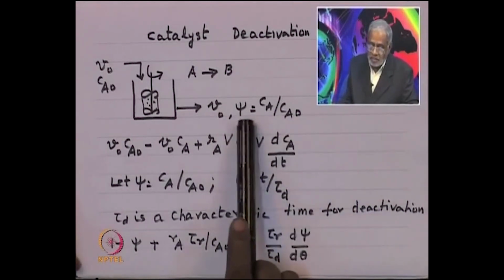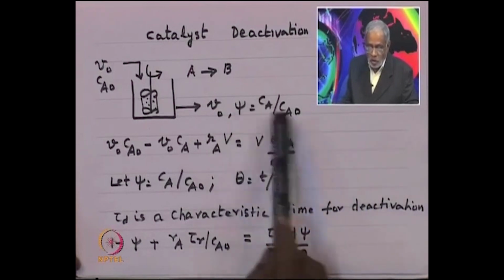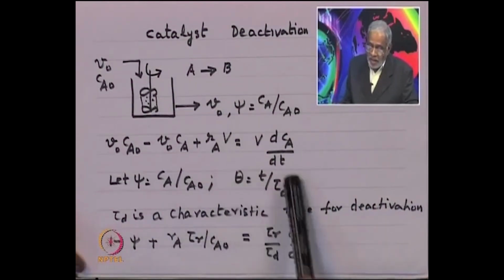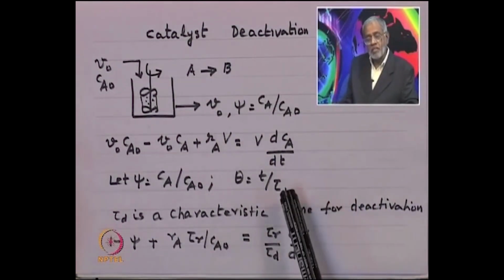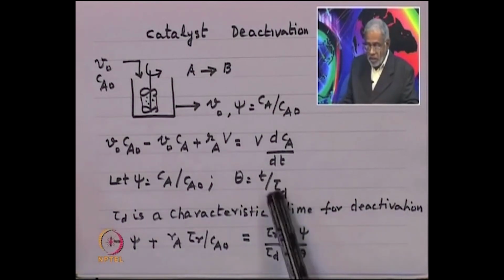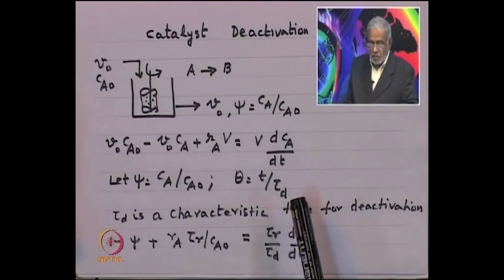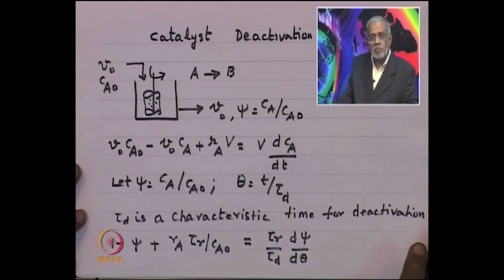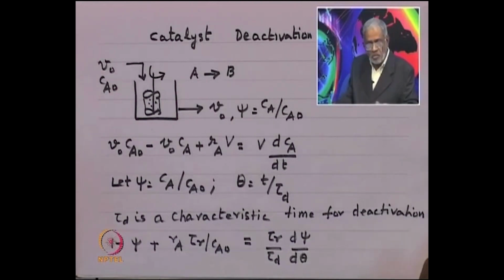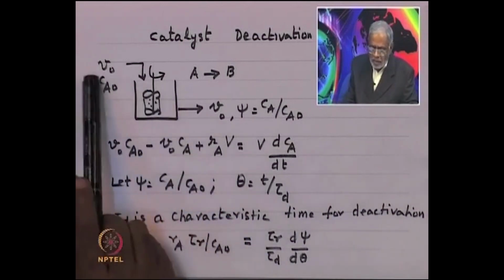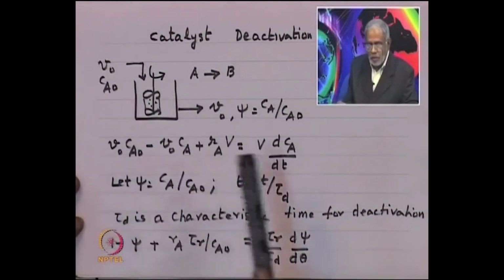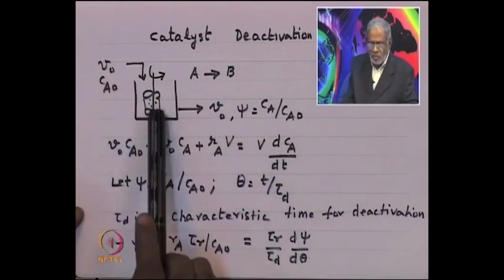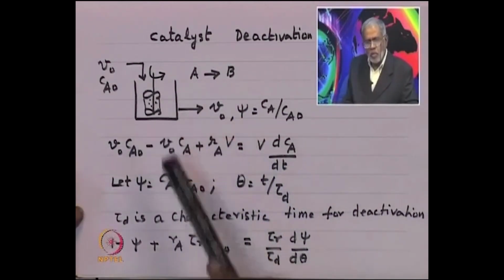I have said psi is C A by C A 0, which is non-dimensional, and I have defined what is called a characteristic time, tau d, the characteristic time for deactivation. What is meant by characteristic time? For example, in our commercial processes, our catalysts perhaps last for a year, sometimes for 2 years, while the reaction time, the time that these gases spend inside this equipment, is generally quite small.